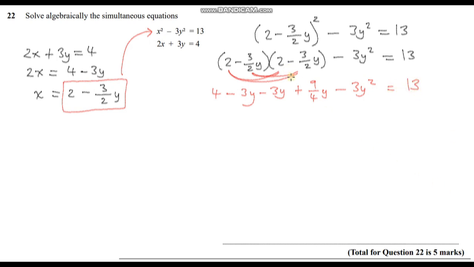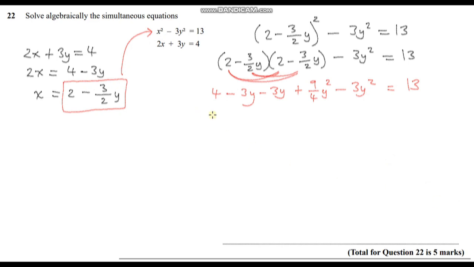So we can do a bit of simplification now. Oh, I've just made a mistake. I've realised, sorry, that this should be 9 over 4y squared. So 3 over 2 times 3 over 2 is 9 over 4, but then we've got y times y, which is y squared. So I just made a small mistake there. Okay, so we can simplify. So negative 3y minus 3y, well, that is negative 6y.